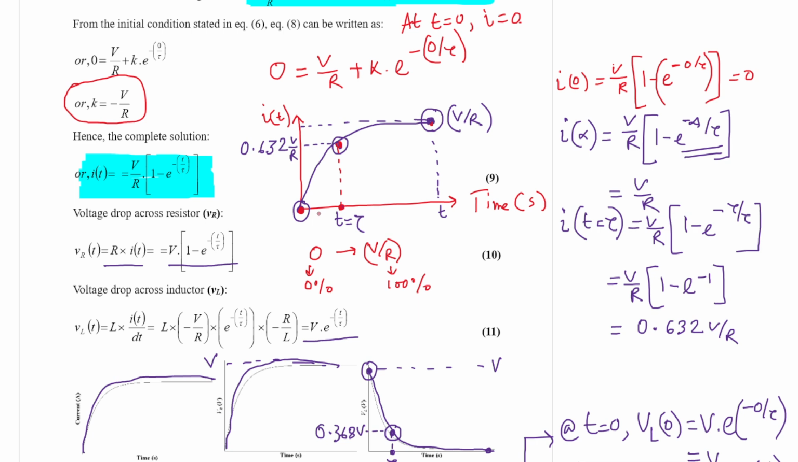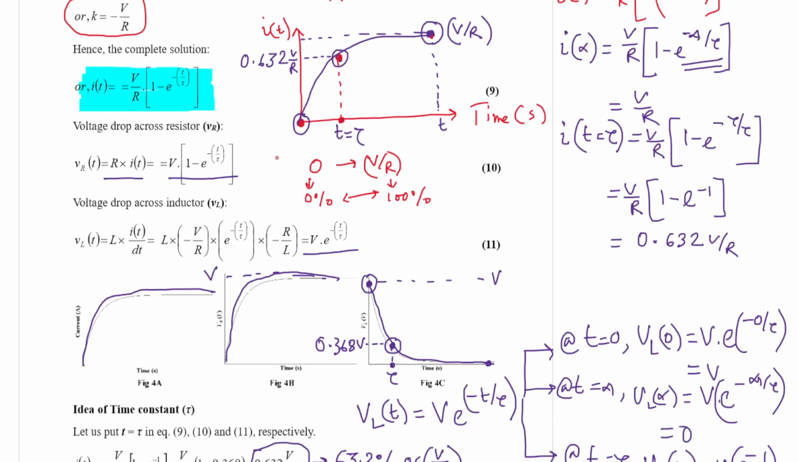Now what do I mean by this total change? Total change is this 100%. It starts from 0%, it ends at 100%. So total change is 100%, and it becomes 63.2% of the total change. That is the significance of the time constant.